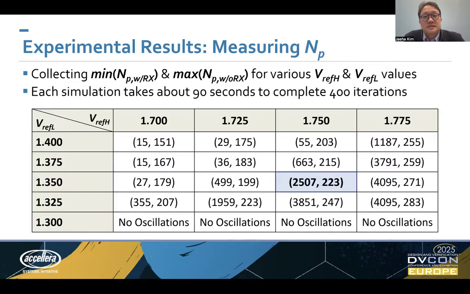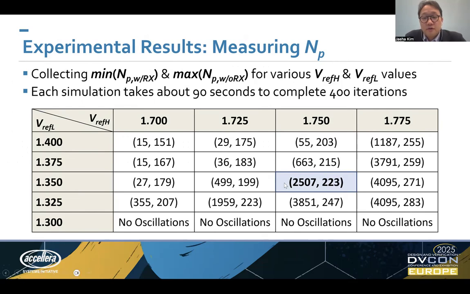But the question is, can this receiver circuit reliably operate across the range of other condition parameters? For example, VREF-H and VREF-L. The previous result that I mentioned assumed that VREF-H is precisely set at 1.75 and VREF-L is set at 1.35. Again, in that case, we have the minimum NP with the RX of 2507, which is much greater than the maximum NP without the receiver present, which is 223.